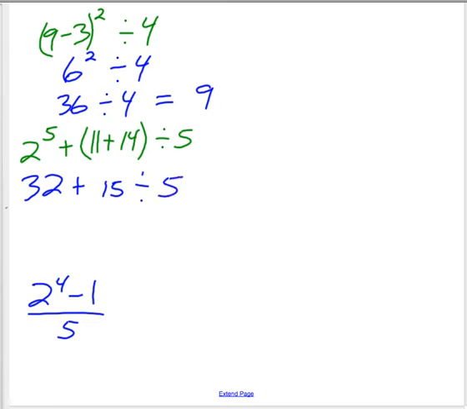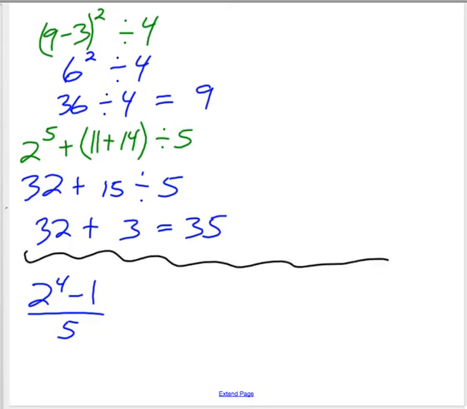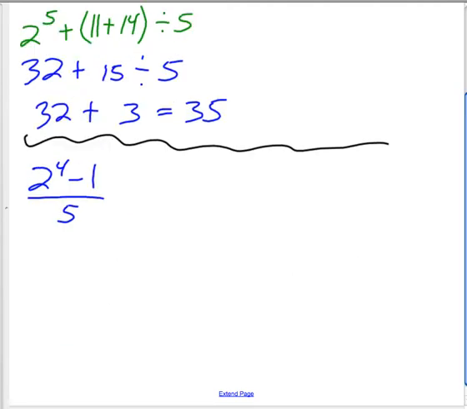Now we have the division, so we're going to do that first. So 15 divided by 5 is 3. And then we had to add that to the 32. And so we get 35. I'm using the same color here, so I'm going to put a little line to make sure you know that this next one is its own problem.